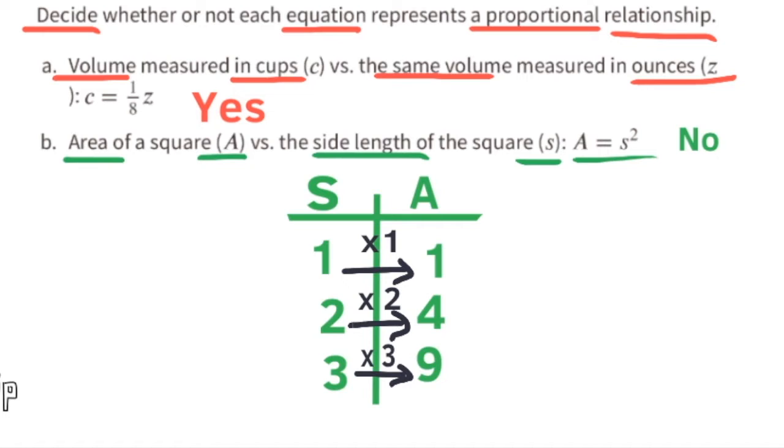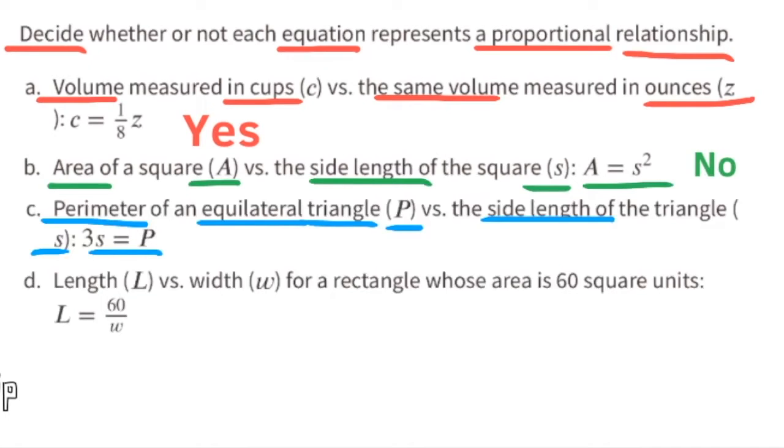For example, a side length of 1 unit times 1 equals the area, 1 unit squared. A side length of 2 units, you'd multiply times 2 to get the area of 4 units squared. And a side length of 3 units, you'd multiply by 3 to get the area 9 units squared. The area does not have a proportional relationship with the side length.